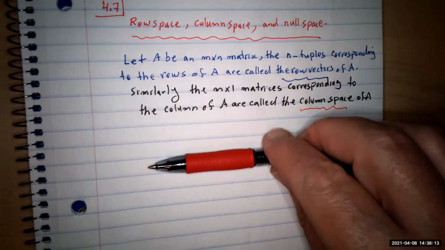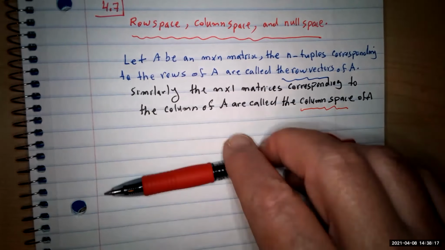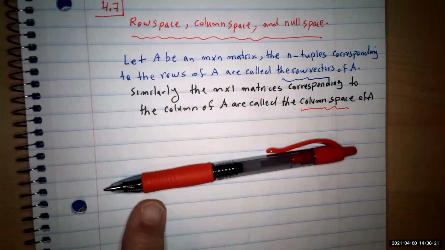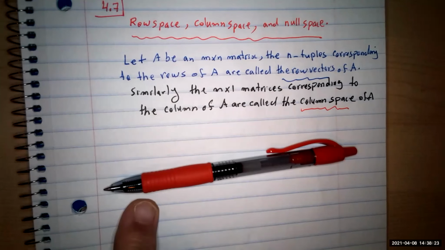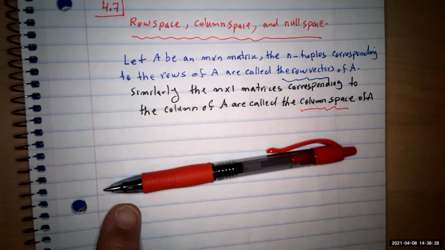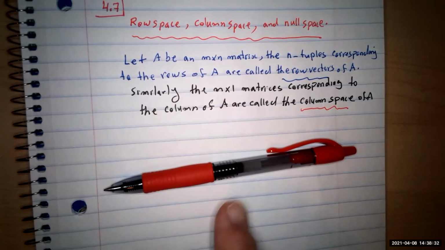If you consider the rows, 1, 2, 3, 4, 5, 6, m, each of these vectors would have n coordinates. So this is going to be the row space. Each vector in the row space has n coordinates, so it is going to be a subspace of Rn.